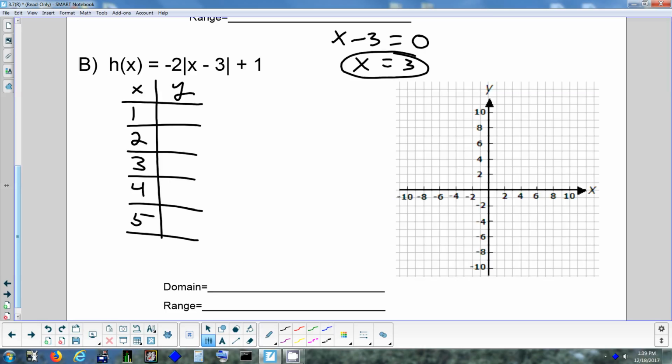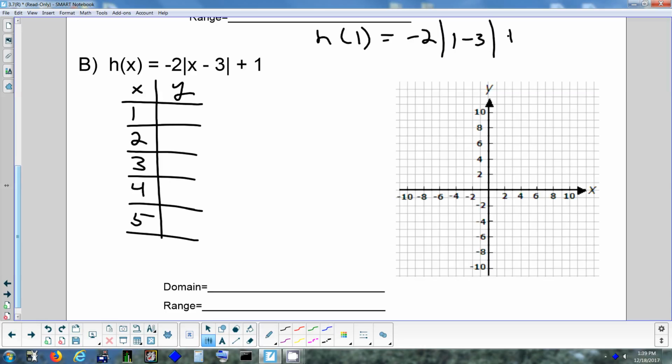What are we going to do with each of those numbers? We're going to plug them in to find the y. Yep. The first one, let's go through the whole thing. So we have -2 times the absolute value of 1 minus 3, plus 1. Always start with what's inside the bars.